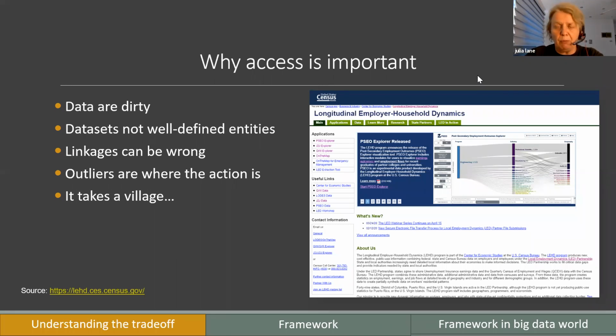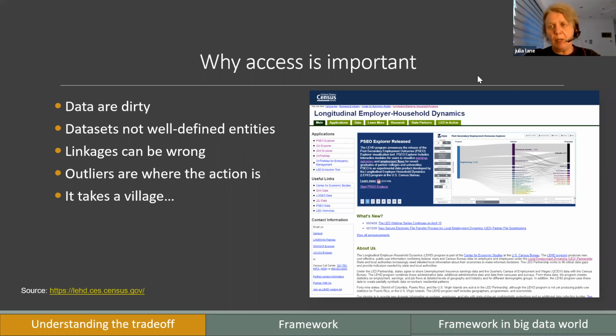So what I'm going to start off with now is to say, why is access important? Well, the reason it's so important is that data are dirty. They need to be cleaned, particularly these new kinds of data, which are administrative and digital in nature. They need to have a great deal of care in making sure that the data represent what we think they represent. So there's a lot of work that needs to be done. You can't just be handed summary tables without understanding how the data are generated.